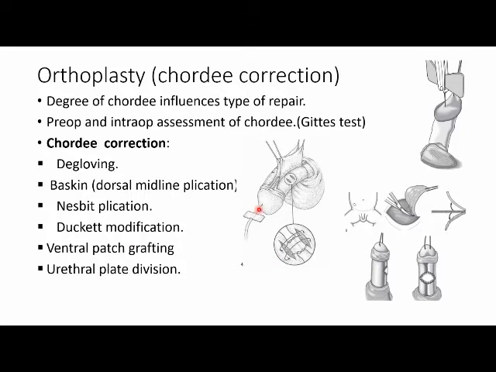The thing which you need to keep in mind while doing this dorsolateral plication is that we shouldn't injure the neurovascular bundle, which has to be brought medially to prevent any injury. So if the chordee is more than 30 degrees, these procedures will not help in correcting it. Then you will have to go ahead with the urethral plate division in the ventral aspect. And in some cases, if the penile length is short, then we'll have to go ahead with a ventral patch graft also. So after dividing the urethral plate, that defect which is formed, you can cover it with a ventral deepithelialized patch graft, which is taken from the groin.